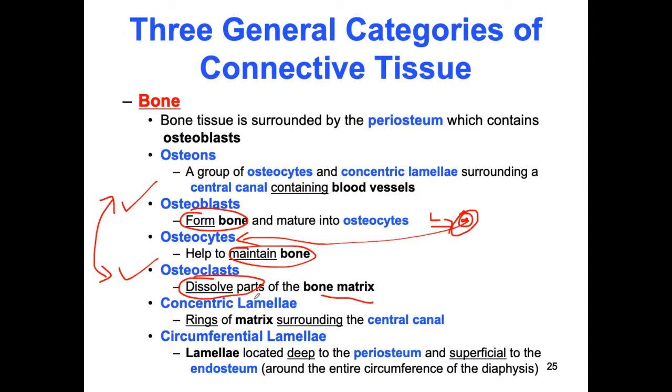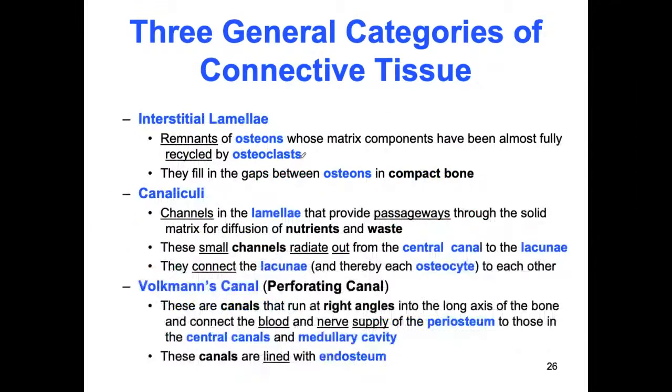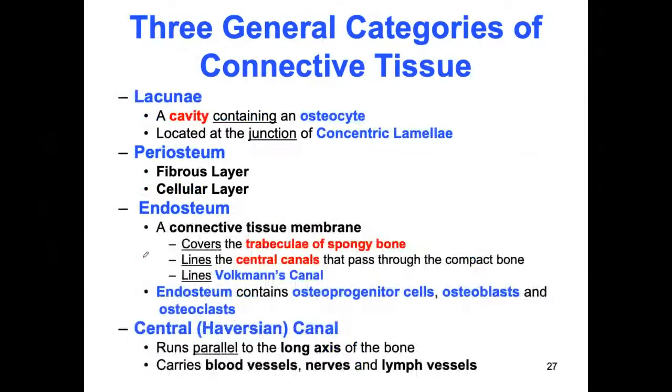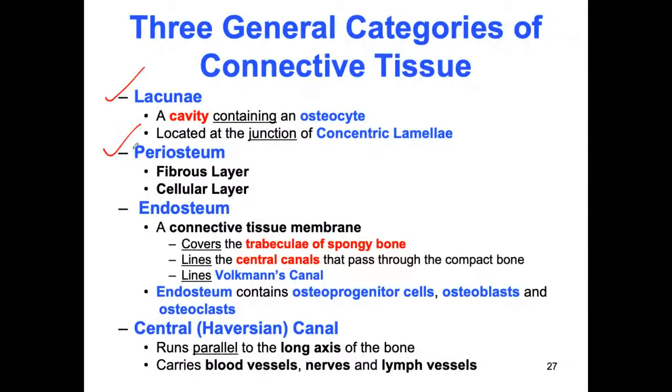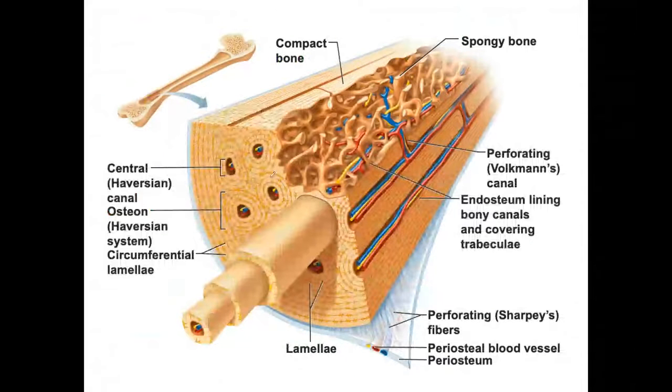I'll show you what the concentric lamellae are, and I'll show you what an osteon is. But an osteon is what we find when we find compact bone. I'll show you what the canaliculi are as well. And I'll show you what the Volkmann's canal is. And I will show you the lacunae, the periosteum, the endosteum, and the central canal or Haversian canal in this picture here.